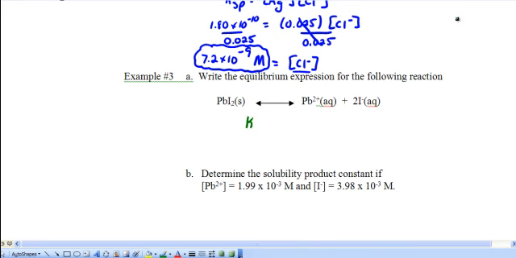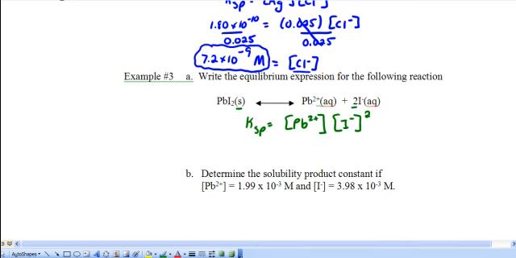So therefore, KSP will equal the lead concentration, lead ion, times the iodide ion concentration squared. Because you do have a 2 out front, you still have to raise them to their coefficients powers, and then nothing is in the denominator because that is a solid and it gets left off.